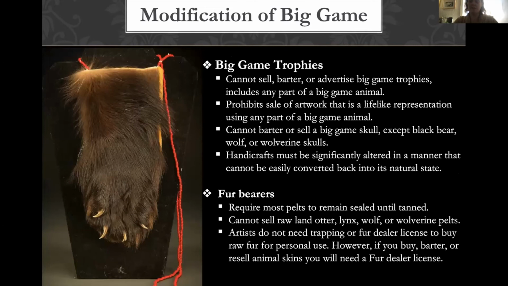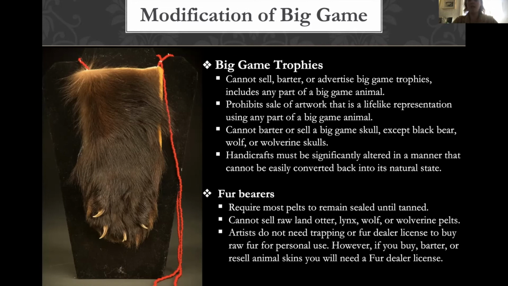But this comes into the distinguishing aspects when you're going into big game trophies and fur bears. Remember how we mentioned that the state actually manages it more on species? Well, this is where it starts to apply a degree of modification. Big game trophies, you cannot sell, barter, or advertise big game trophies, including any part of the big game animal. It prohibits the sale of the artwork that is a lifelike representation using any part of a big game animal. You cannot barter or sell a big game animal skull except a black bear, wolf, or wolverine skulls. Handicrafts made from these art forms that are from big game have to be significantly altered in a manner that cannot easily be converted back to its natural state.